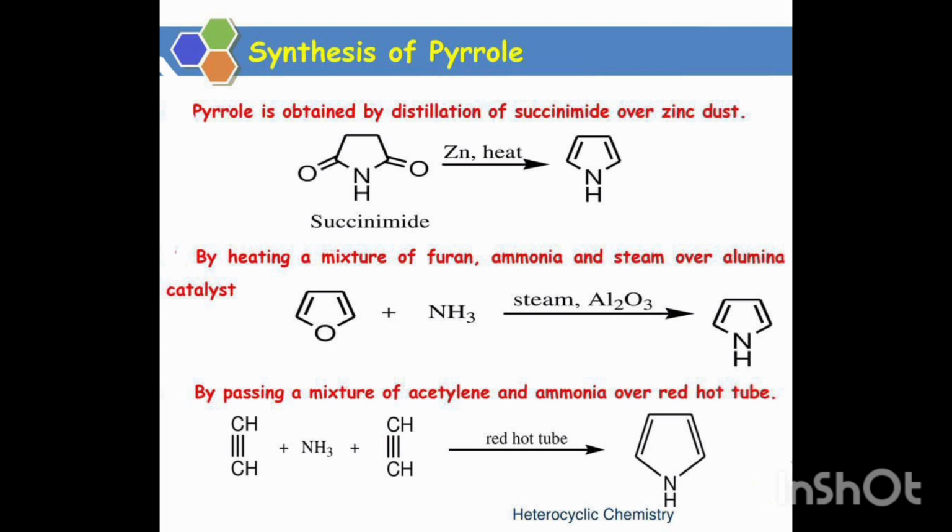So pyrrole can be synthesized by distillation of succinimide over zinc dust, and by heating a mixture of furan with ammonia. This reaction is carried out in the presence of alumina, the catalyst Al2O3. It can also be synthesized by treating acetylene with ammonia; acetylene and ammonia are passed into a red hot tube, which gives pyrrole.